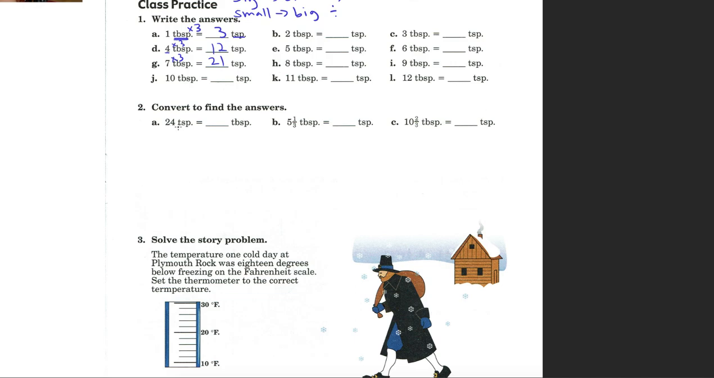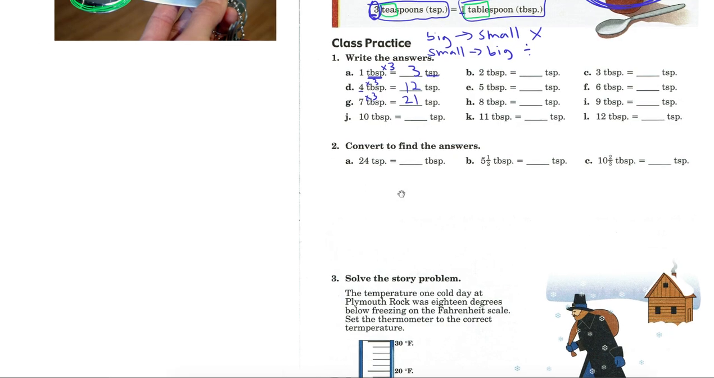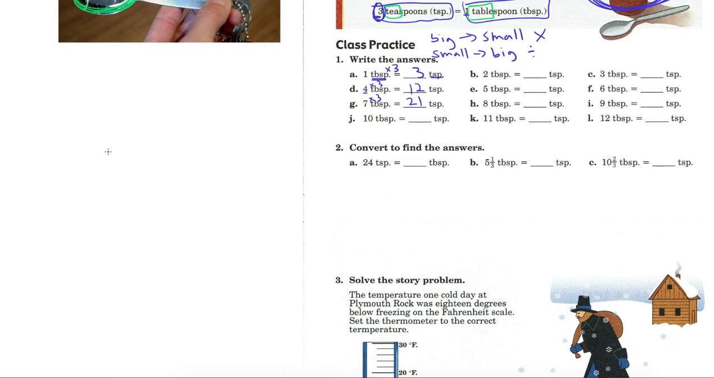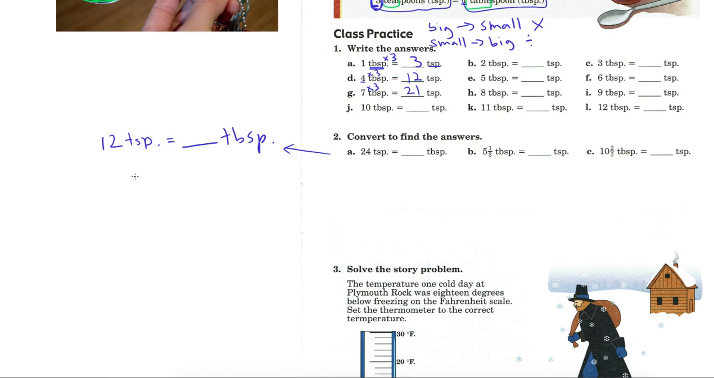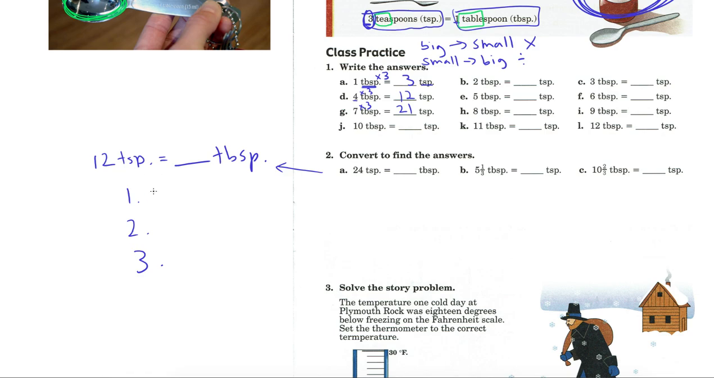It's asking me to convert 24 teaspoons into tablespoons. So I'll do an example problem here. Let's do 12. 12 teaspoons equals how many tablespoons? So this is an example problem for A. So remember our 1, 2, 3 steps. First, am I going from big to small, a bigger unit of measure to a smaller unit of measure? Or am I going from small to a bigger unit of measure?